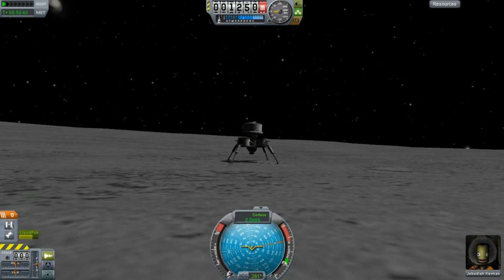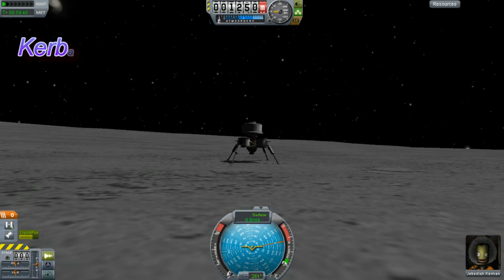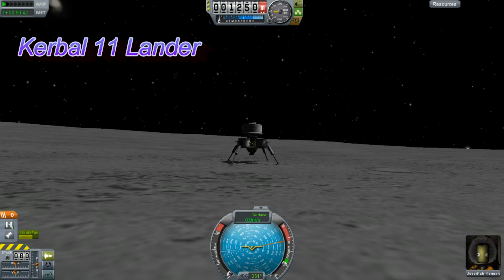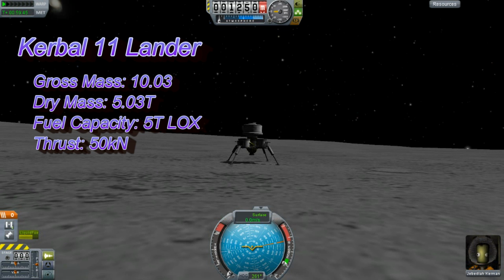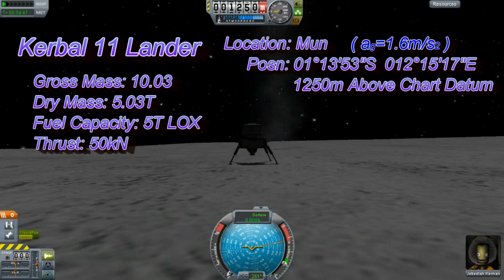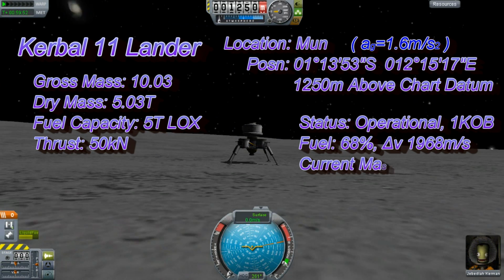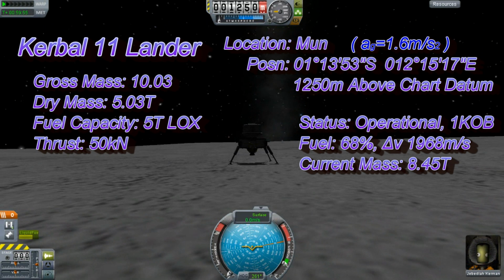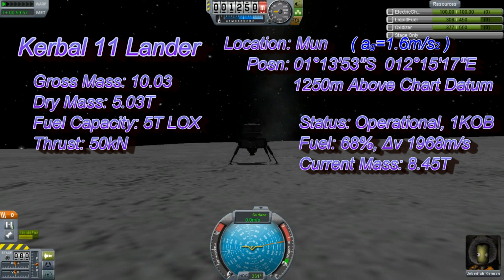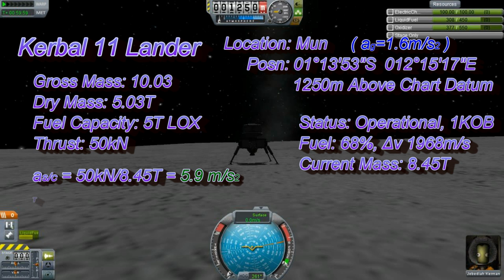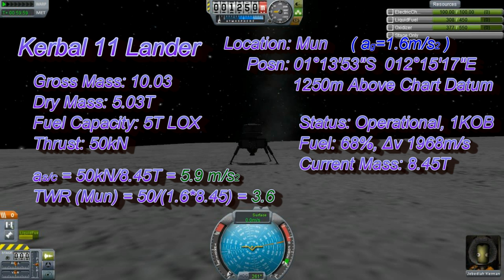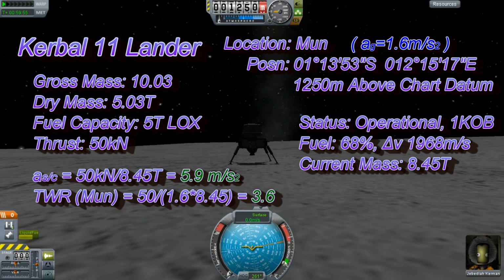So for today, since we need an airless body, I've just borrowed the Kerbal 11 lander out of this scenario, and we've done up the stats on her, and we've brought her down to the surface of the Mun. She's currently got 68% fuel left for 1968 meters per second of delta V, and current mass of 8.45 tons. That gives her an acceleration, according to our calculations from the last episode, of 5.9 meters per second squared, and a thrust to weight ratio relative to the Mun of 3.6.